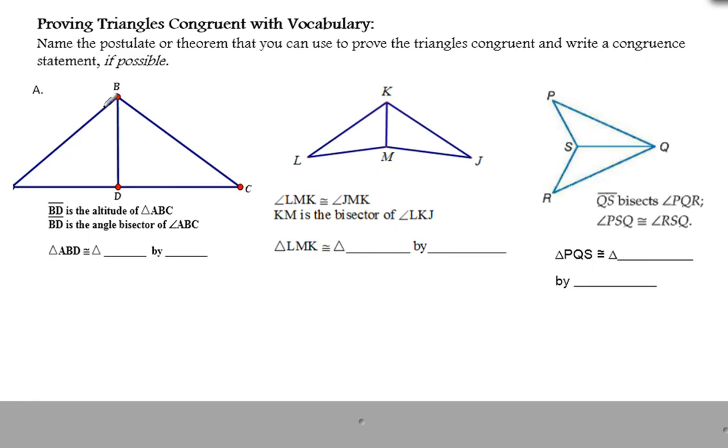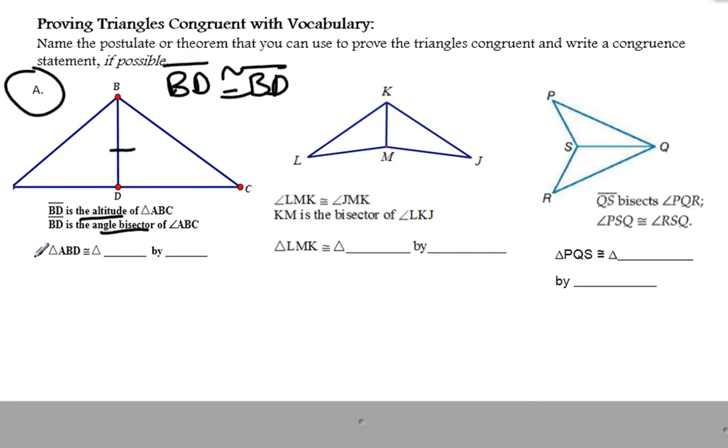All right, and the last thing we want to do is talk about the theorems and postulates using our definitions for vocabulary. So we want to look at the vocabulary that's given. First of all, for letter A, let's look at what we can mark before we read the vocab. We automatically should see that side BD is a shared side. So BD is congruent to BD. Then let's read what it says. It says BD is also an altitude of triangle ABC. Well, remember, an altitude connects a vertex to an opposite side at a right angle. So we should also mark that these two angles are right angles.